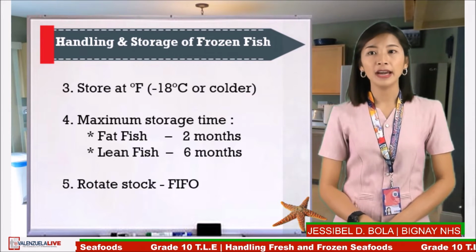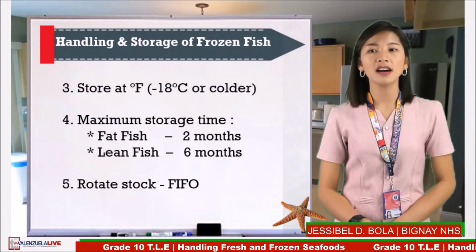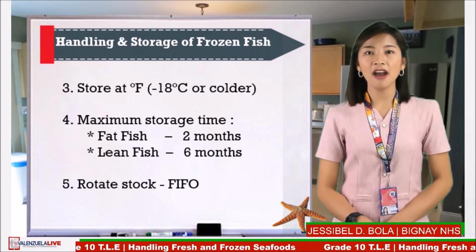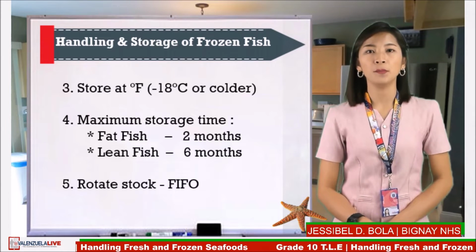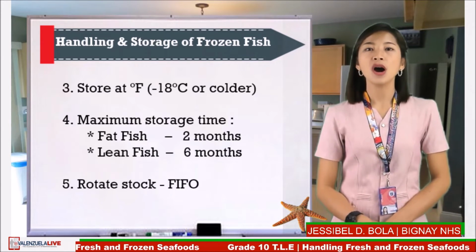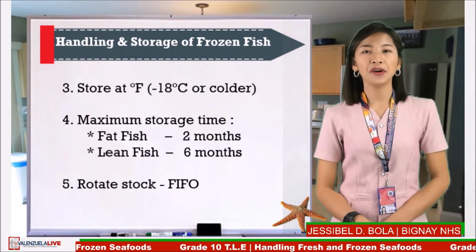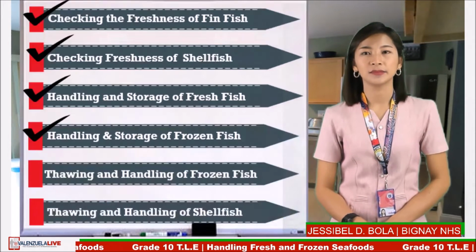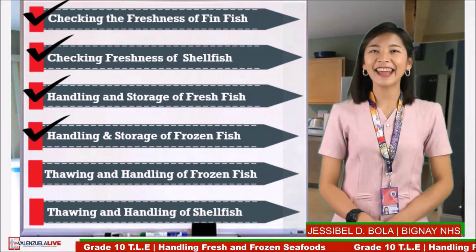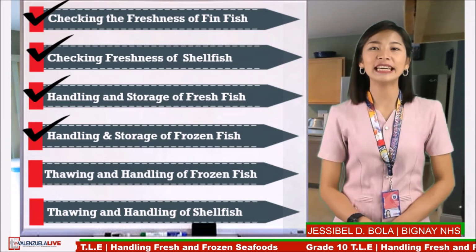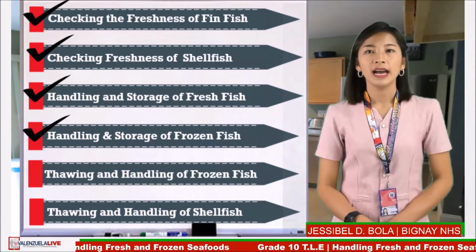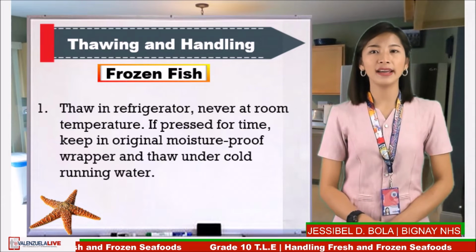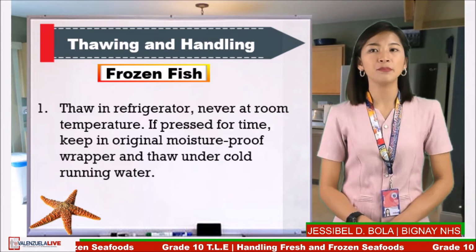Number 5 is rotate stock, FIFO. When we say FIFO, first in, first out. We're almost there, so let's continue. Now is the thawing and handling of frozen fish.